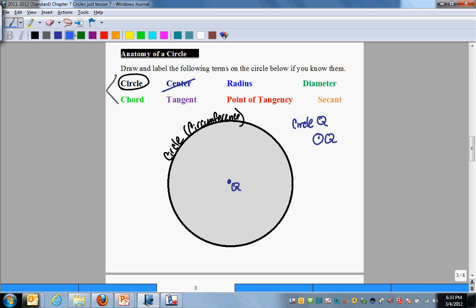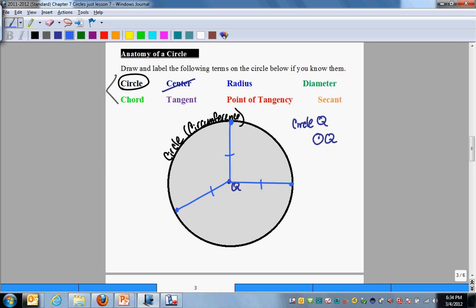The radius is any segment that connects from the center to the circle's edge. That would be a radius. This would be a radius. Think of it as a spoke in a wheel. Something really simple you need to understand is that all radii are congruent, just like a spoke in the wheel.